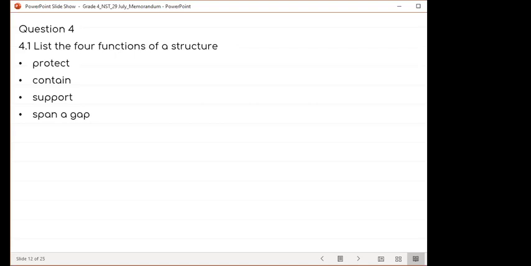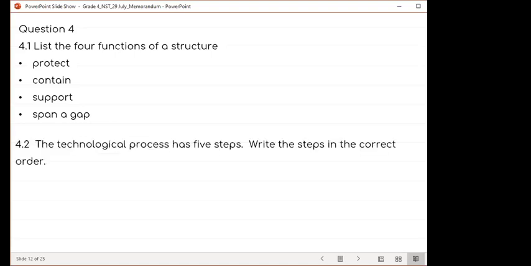I see someone adding on there, saying that some structures are there to hold bridges, and they are man-made or natural. That is correct. We do have natural structures that we looked at, and we also have man-made structures that we looked at. Okay, next question. I believe it's 4.2.